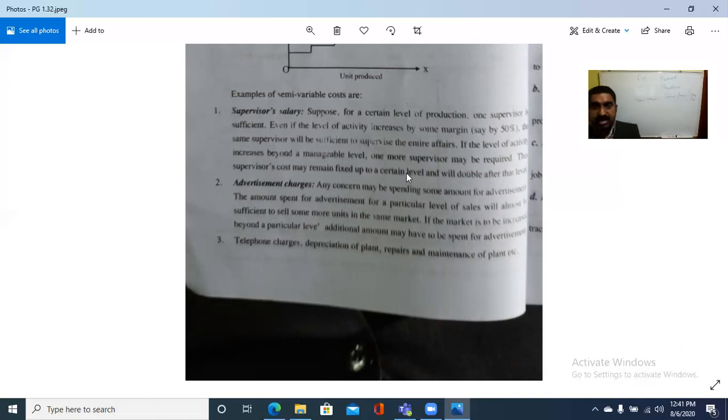Then advertisement charges. Any concern may be spending some amount on advertisement. The amount spent for advertisement for a particular level of sales will almost be sufficient to sell more units in the same market. If the market is to be increased, if we cover more market, more advertisement charges will be required. So if the market is to be increased beyond a particular level, an additional amount may be spent for advertisement charges. Also telephone charges, plant depreciation, repairs and maintenance of plant, like that all come under the semi-variable.